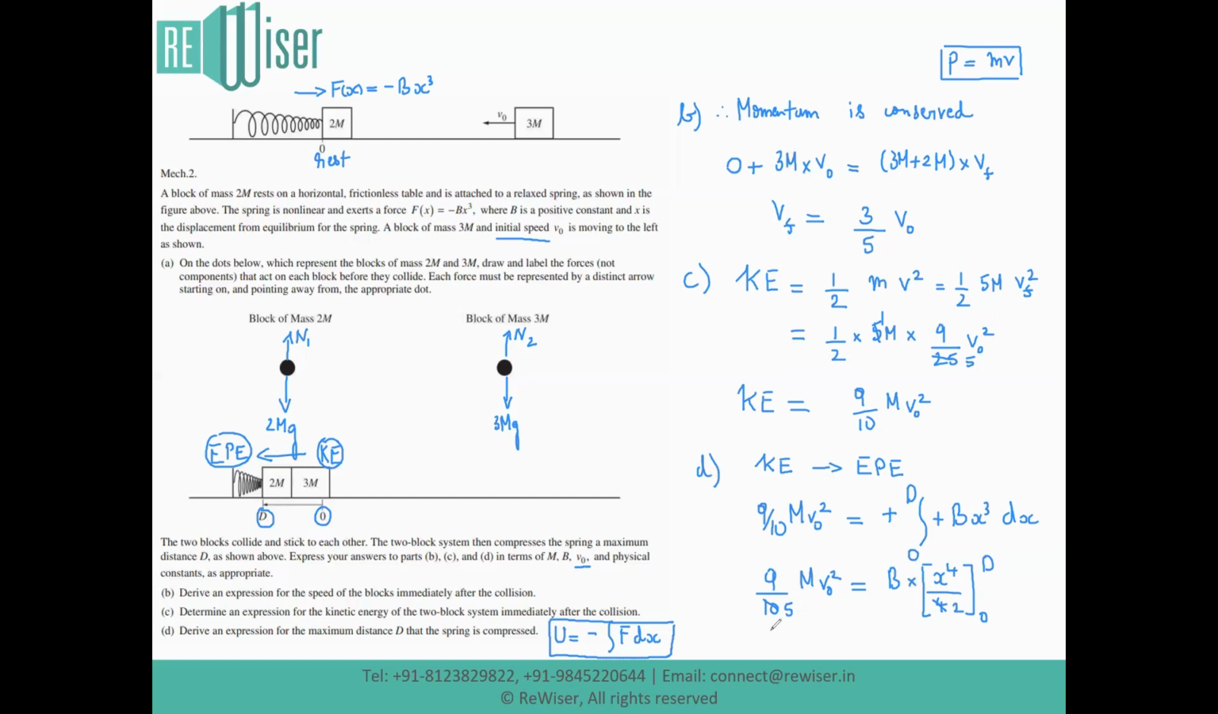When rewritten in terms of d, we get d is equal to 9 times 2, which is 18. Let's write 18 m v naught squared divided by 5b, the whole under a fourth root. So this is our solution for the given question. Thank you.